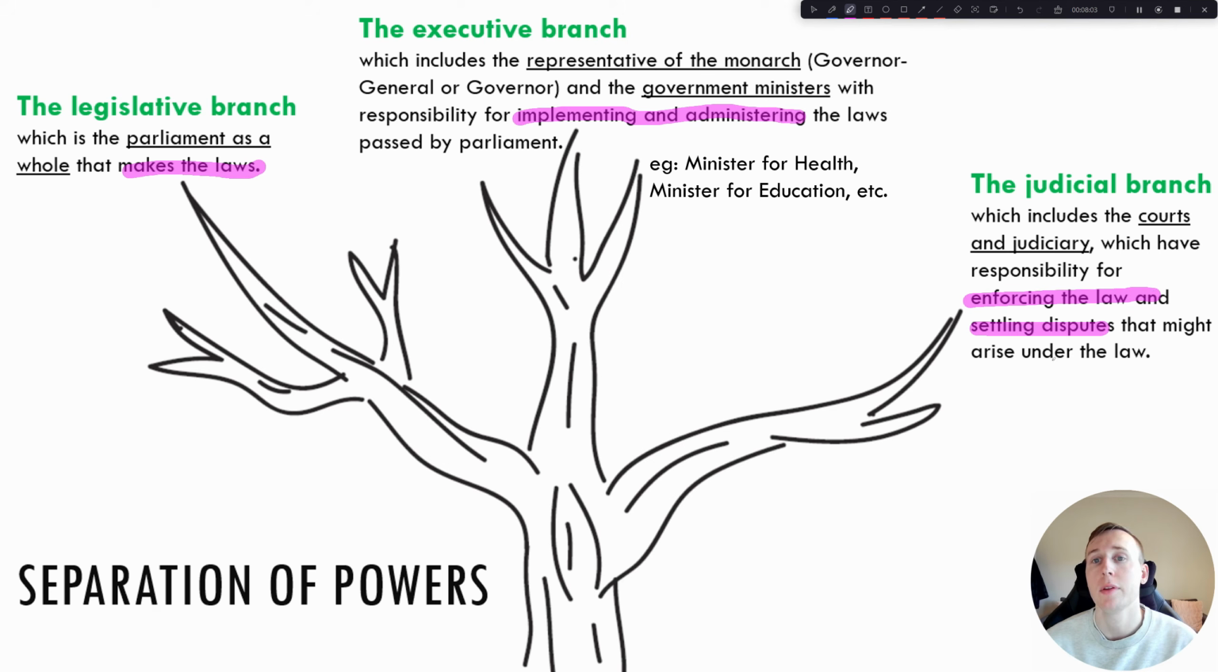As you can see from these branches, they're all as separate as possible to make sure that we are not getting one person making the laws and resolving the laws. It keeps everyone independent and makes sure we don't get that abuse of power as mentioned.